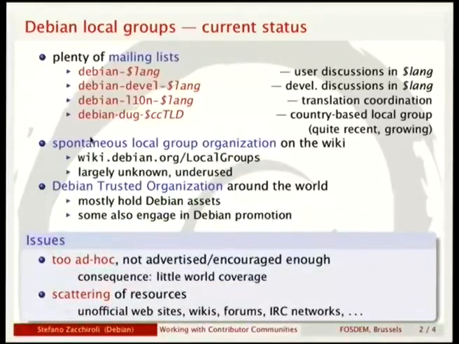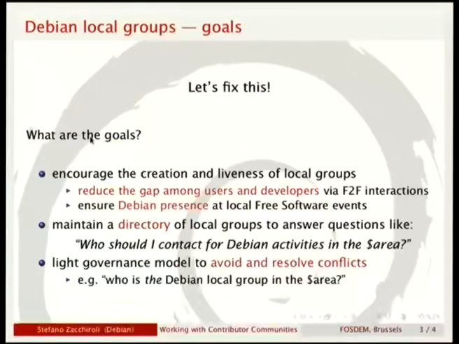And the second one is that we are scattering resources. A lot of groups are creating their non-official website, a fan site for Debian, their unofficial forum, their unofficial wiki, their unofficial IRC channel. And we have the impression that by doing this, we are actually wasting some of the efforts in the community. Next, please. So we want to fix this.